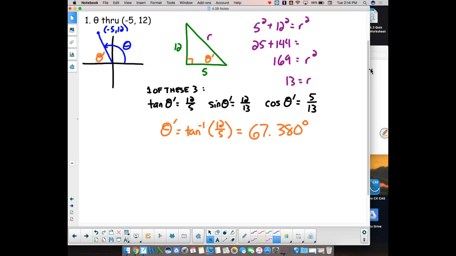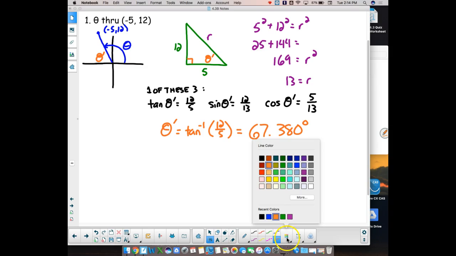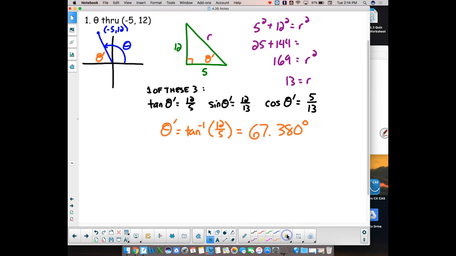If that's the case, then what is theta? If my reference angle is 67.38 degrees, and I'm in quadrant number 2, what is my theta? 112.62.